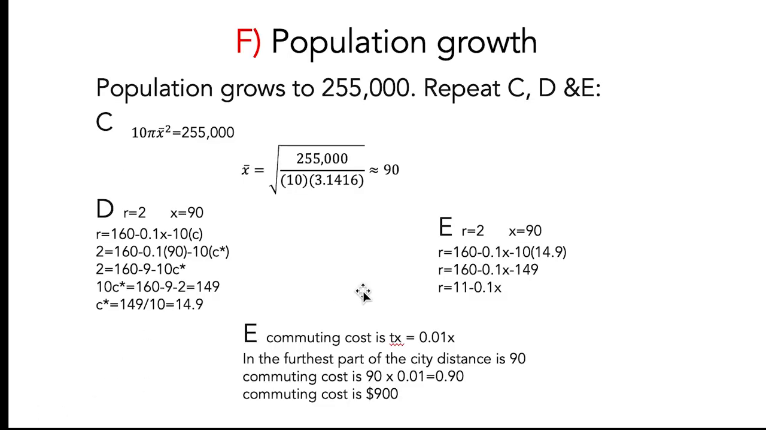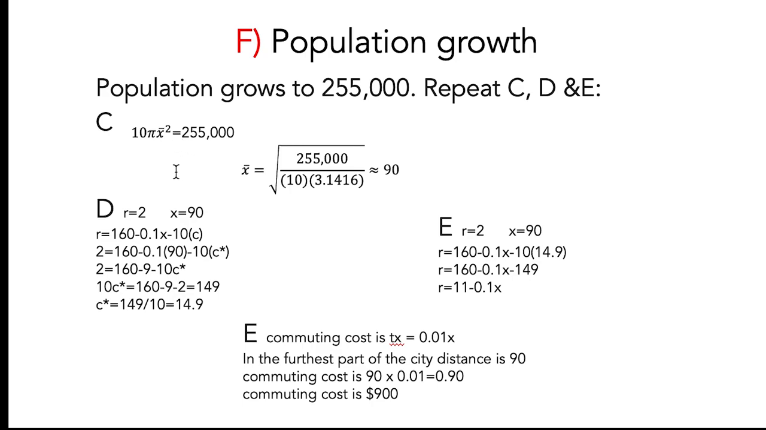Let's suppose that the population grows to 255,000. Now let's repeat C, D, and E. In C, we're going to get the optimum size of the city in terms of blocks. In D, we're going to get the optimum size of the consumption bundle, called bread in this example. And in E, we find the rent function in equilibrium. So let's start with C.